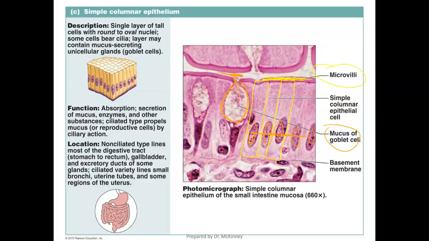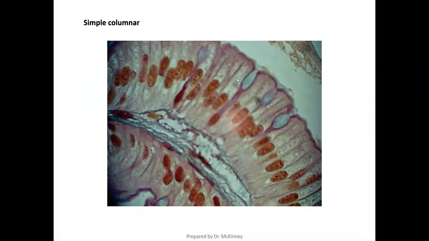And then, so the major function would be absorption and secretion. You do see the ciliated versions will help move things, so like in the reproductive tract. But the function of simple columnar epithelium is absorption and secretion. And then here's just another example. This looks like it may be in the intestines. But again, the nuclei are like in one layer, and that's going to be distinctive, to help you distinguish the simple columnar from the pseudostratified epithelium.